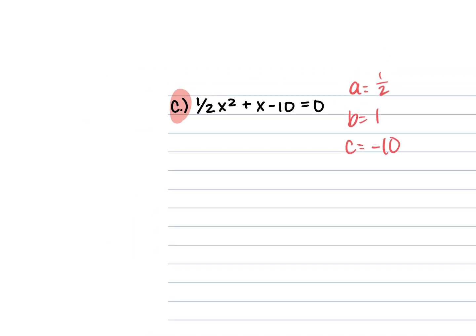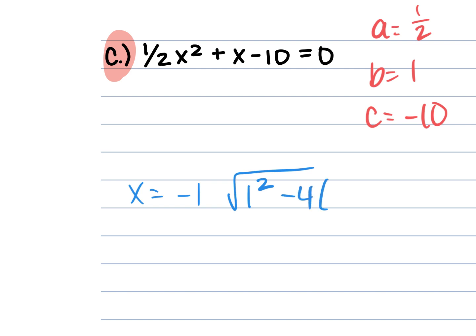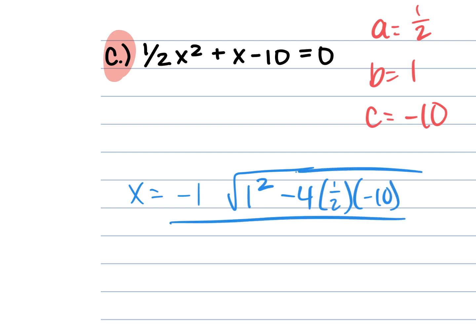Someone different. Anyone want to take a shot at the formula? Don't look at anything in your notes. Alec? So you do x equals -1 multiplied by the square root of 1 squared. Let's just put 1 because you already know. And -4 multiplied by 1/2 times -10, over 1. Over 1? Why over 1? Because it's 2a, but 2 times 1/2 is 1.